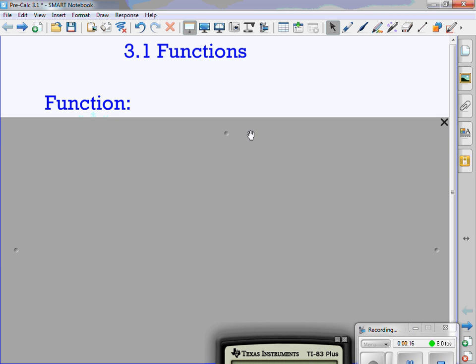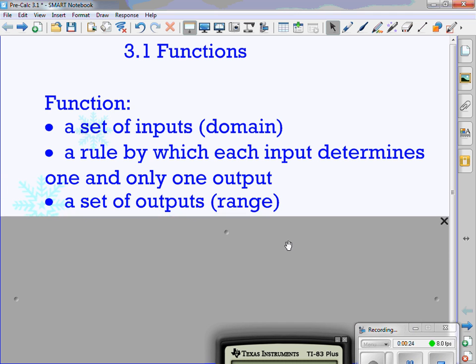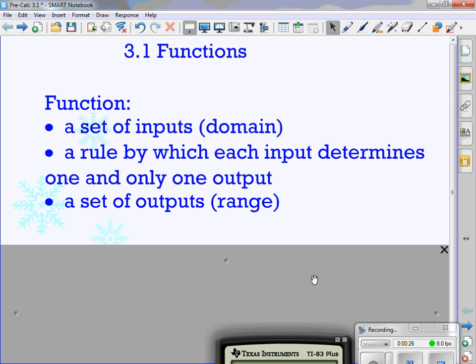Equals only one of the same x's. You didn't have two. A function is, in general, what you just said. You're putting in your inputs, your x values, your domains. Each input can only go to one output. So every x can only go to one y. The outputs are called your range.